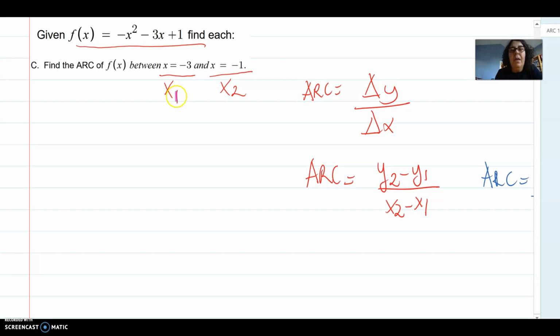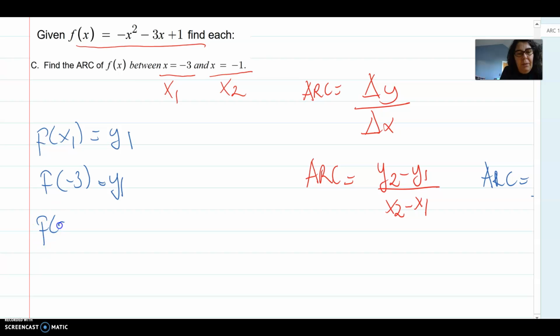You might want to name x equals -3 as x2. It doesn't matter really. So f of x1 will produce my y1 value. Then f of -3 will be equal to y1. Then f of -3 is going to be (-3) squared minus 3 times -3 plus 1.